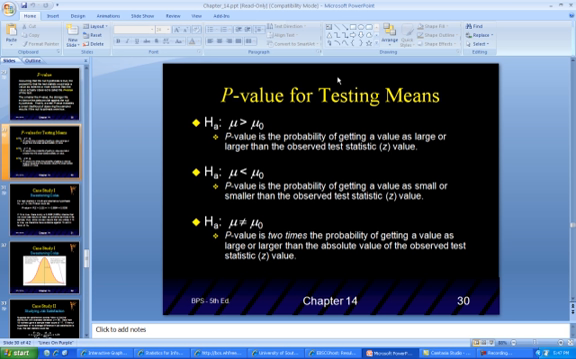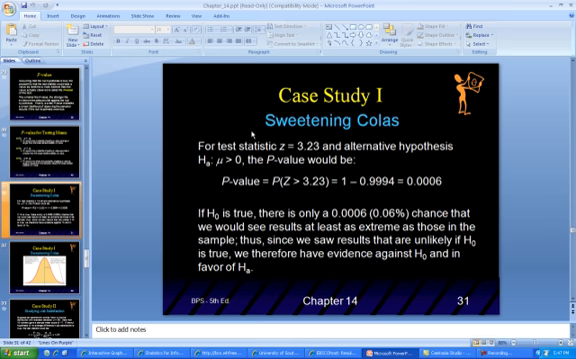And the same thing goes for the second one here, where the alternative is that mu is less than the null mu. So the p-value is the probability of a value smaller than the observed statistic value. And then this is when you have the two-tail system, where mu is not equal to the mu of the null hypothesis. So those were the three that we looked at in the previous video.